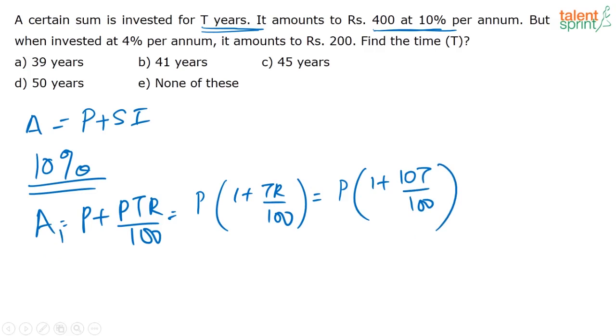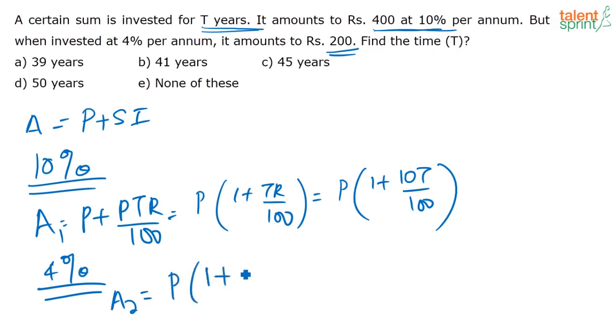Now the second case, what is happening? If the interest rate is 4% per annum, then it amounts to 200 rupees. So the amount in the second case is nothing but P into 1 plus 4T by 100, correct? Because here R is becoming 4, instead of 10, R is 4. So you have two equations now and two unknowns.